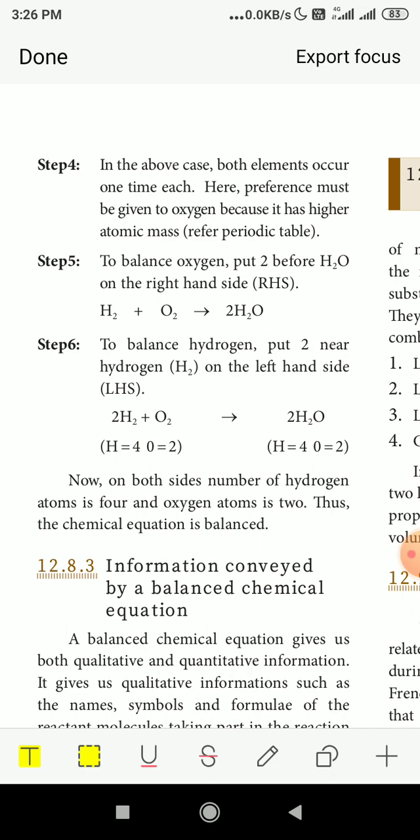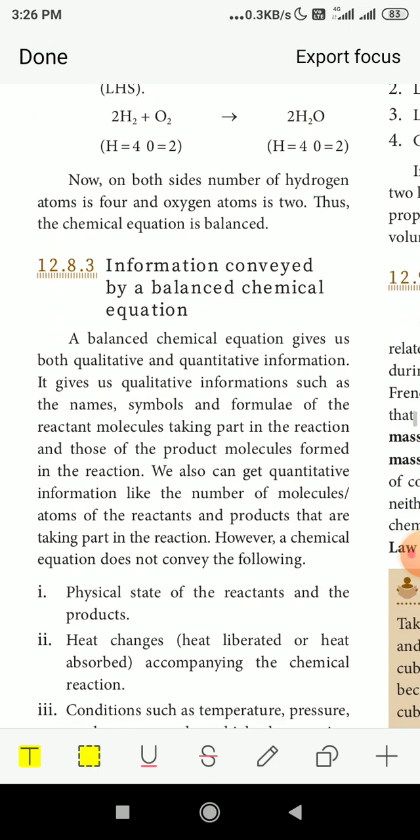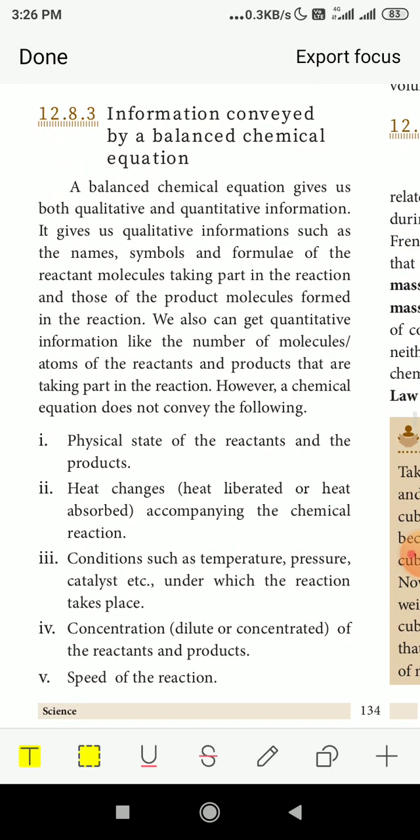Now, information conveyed by a balanced chemical equation. A balanced chemical equation gives both qualitative and quantitative information.